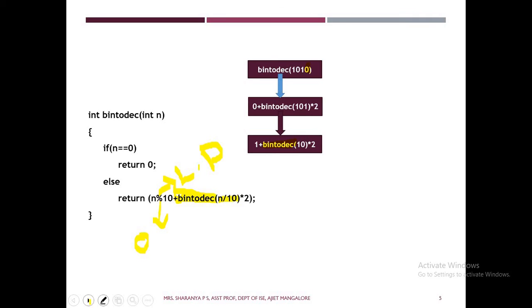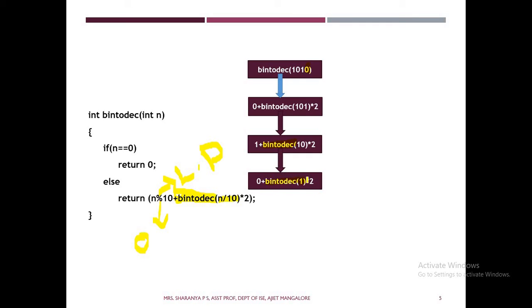And next, moving to the next statement, binary to decimal with the n value equal to 10. 10 is double equal to 0? Now the condition is false. It moves to the else part and it checks 10 mod 10. It is nothing but 0 plus binary to decimal 10 divided by 10, which is nothing but 1.